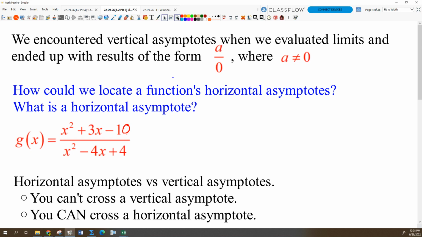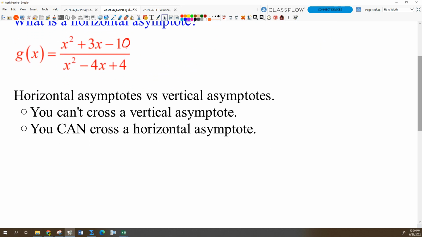So we've encountered vertical asymptotes when we evaluate limits and end up with the result, a number divided by 0. How could we locate a function's horizontal asymptotes? Because that's our next goal, right? We just dealt with vertical asymptotes. How are we going to find horizontal asymptotes? That's what we're going to talk about tomorrow. Before we jump into that, there are some key differences between horizontal asymptotes and vertical asymptotes.